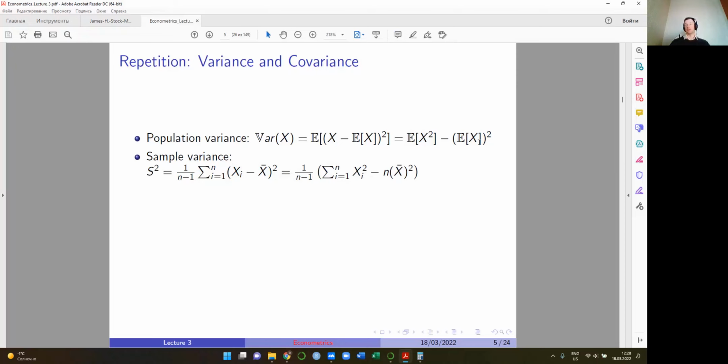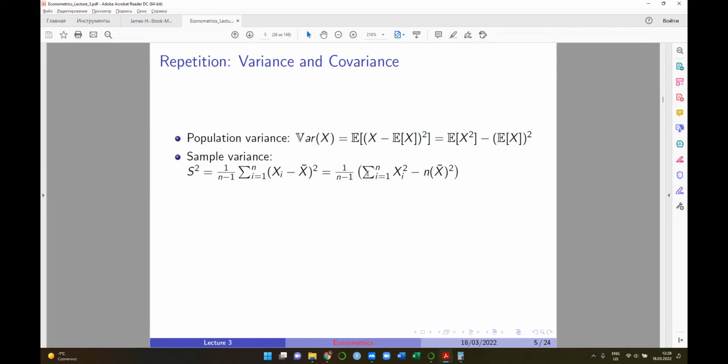And what is the sample counterpart of expectation of x? It's x bar, but once you calculate x bar, you divide this by n. So that's why you need to multiply this back by n and then divide by n minus 1 and then square this. So that's what happens here.